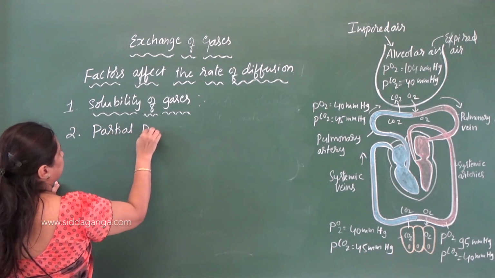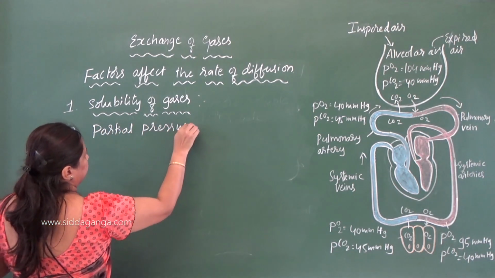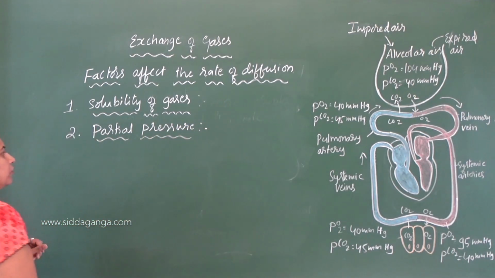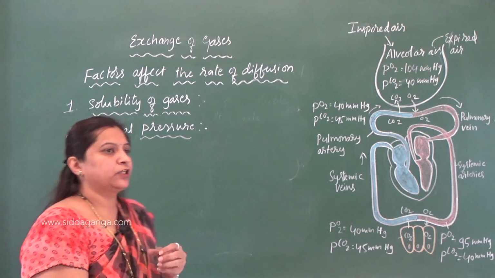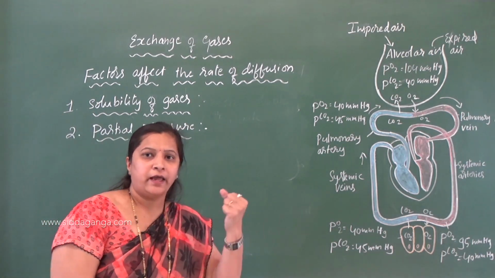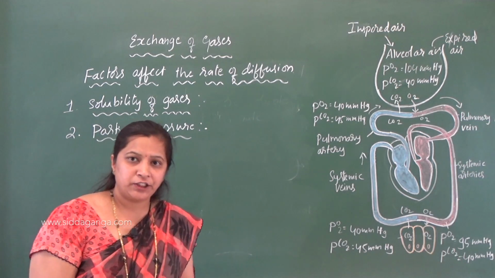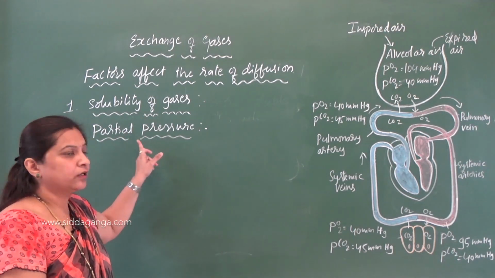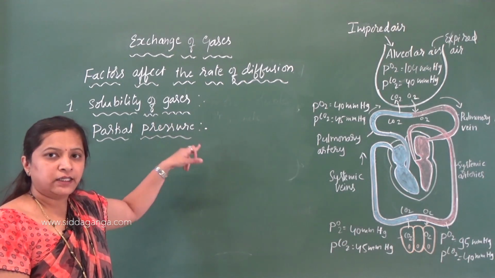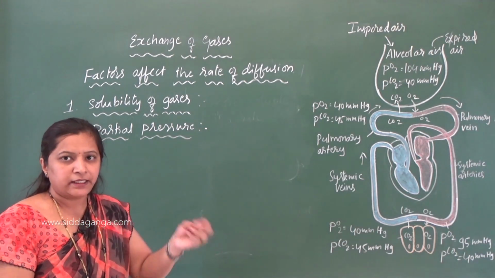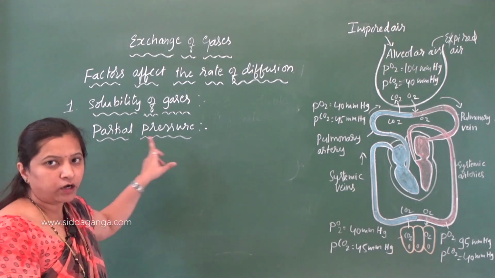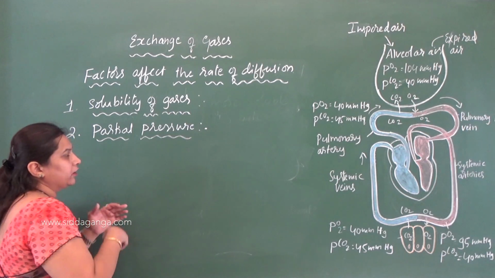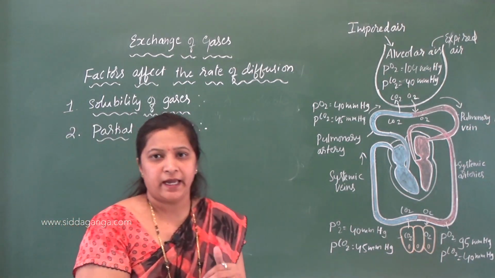Partial pressure. So what is partial pressure? The pressure exerted by an individual gas in a mixture of gases is called what? Partial pressure. Okay, so this partial pressure determines the movement of gases.